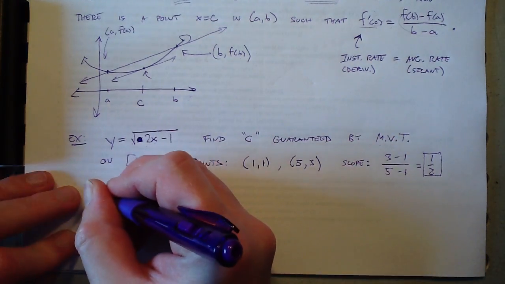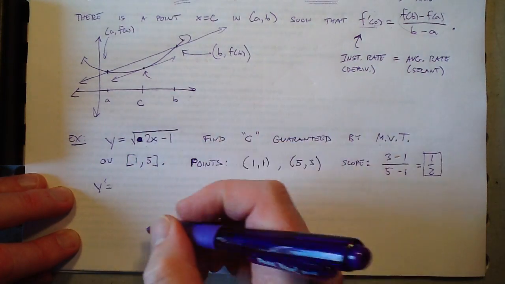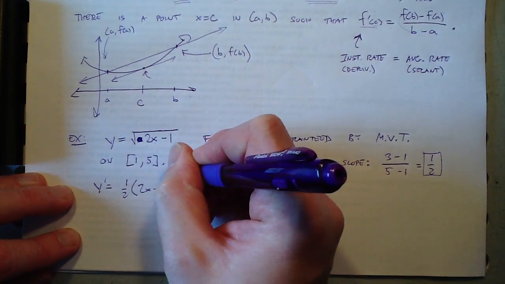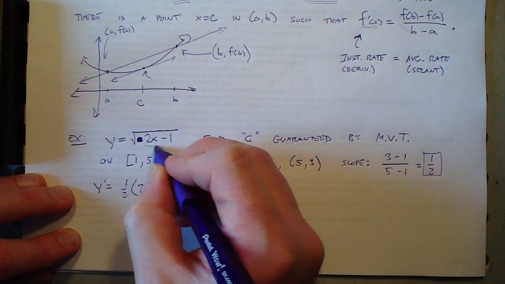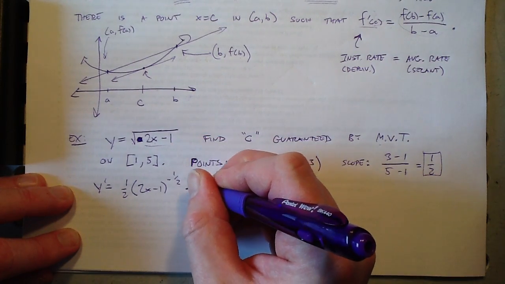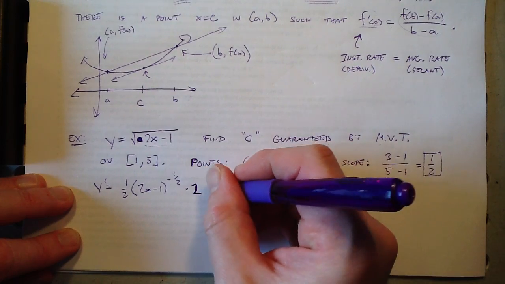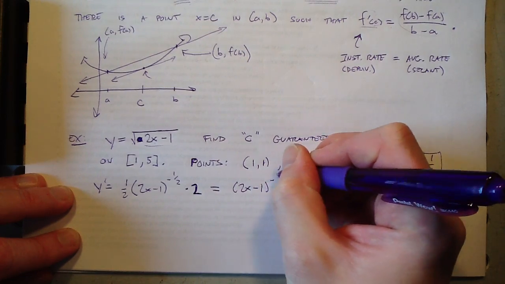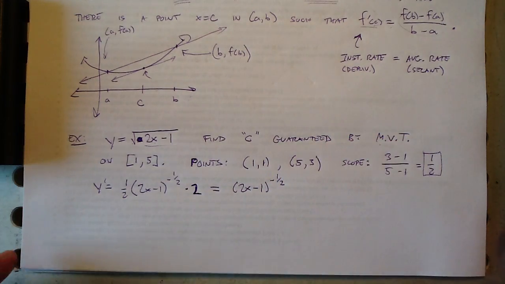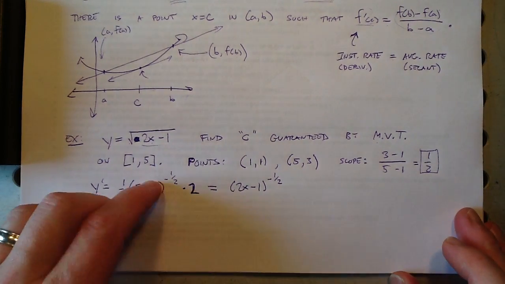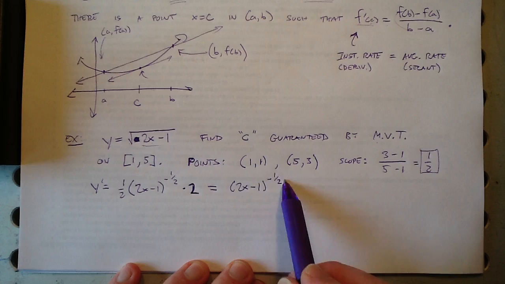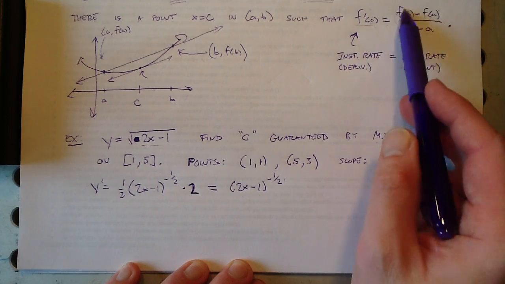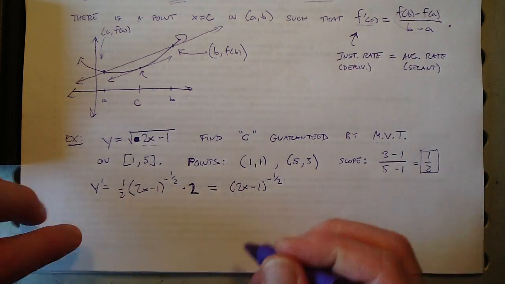So let's find the derivative. y prime is equal to 1/2 times (2x minus 1) to the negative 1/2 times the derivative of what's inside. Please don't forget the chain rule. And the 2 and the 1/2 cancel out, so that gives me (2x minus 1) to the negative 1/2. So, mean value theorem says somewhere in this interval between 1 and 5, this should be equal to this. The derivative should be equal to the average slope. So let's write that.